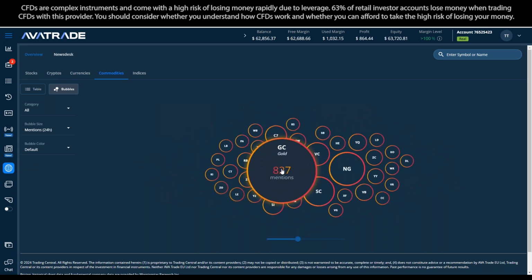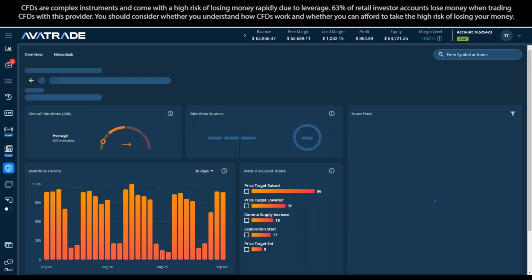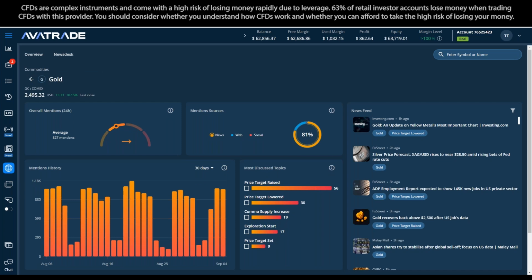Gold is trending a lot because it's a safe haven. We could read about gold, click on it, see what's happening, and see what's the trend analysis. We know there's been a lot of fear. We know gold has been trying to push up. Here's some articles we can read about gold.